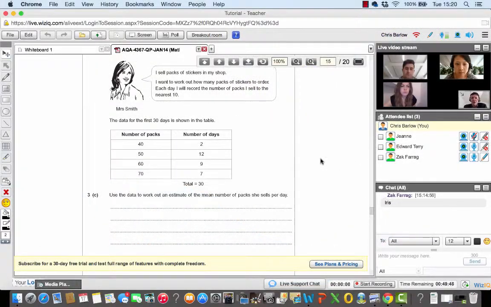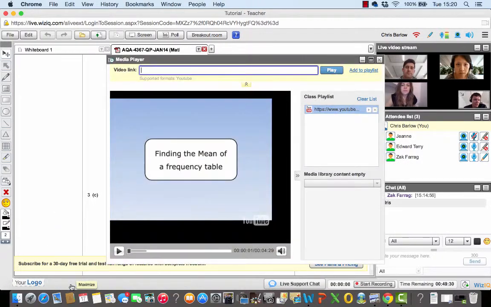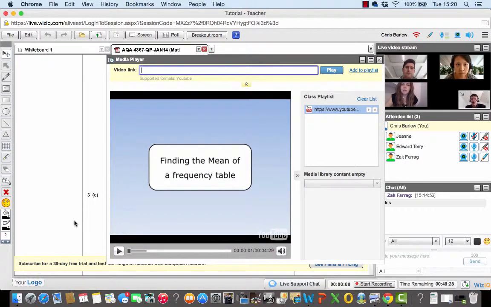Okay, so Iris, you were up first and you were looking at this question on finding the mean from a frequency table. Thanks very much for sending me the link to that YouTube video. I've got it here. We can have a look at that in a sec, so we'll play it to the group. But just before we do, why did you choose this particular video to introduce this topic to us all?